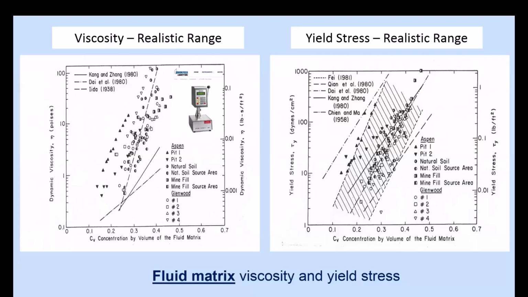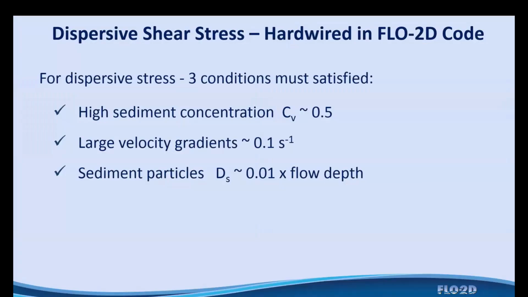So if you have this kind of data, which you can collect from a viscometer or from laboratory data that's been generated by somebody else, you can create a reasonable range of this data to see where you fall.